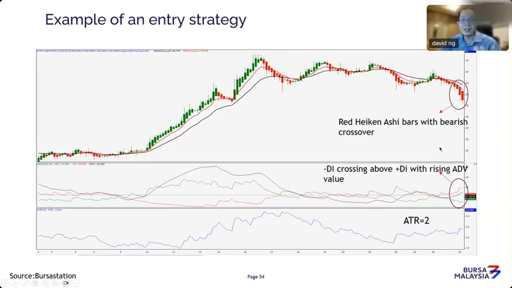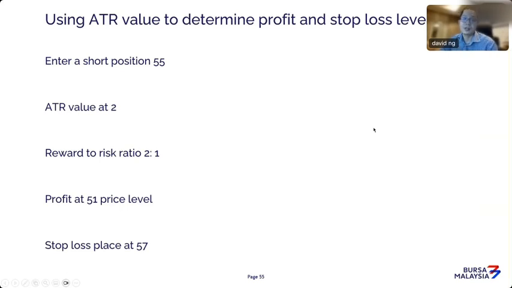So the ATR value is 2. Obviously, you can enter a short position at 55, with the ATR value at 2. If you work on a reward to risk ratio, technically you're looking at 4 points profit and 2 points loss. Now, obviously, this is quite short term, and the ATR value on this time period is quite small. So if you want a longer or higher ATR value, look at a longer period.